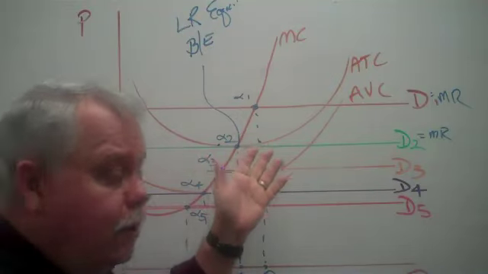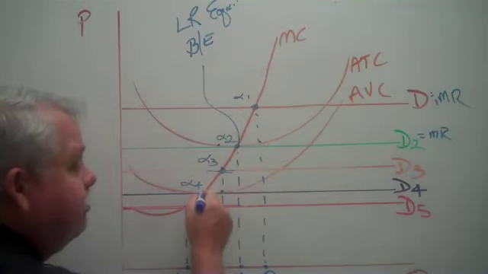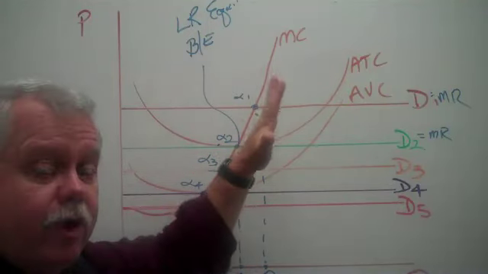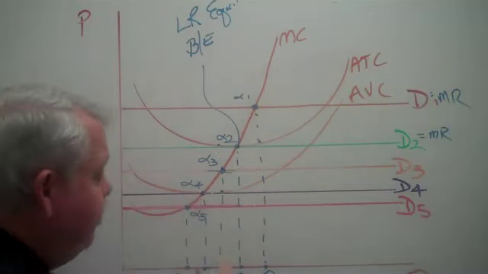Look at alpha 4, D4. What's going on here? They're tangent to the average variable cost curve. They are just, at this level, just making enough money. Their price just equals AVC, making just enough money to pay their variable costs. So yeah, they can operate.